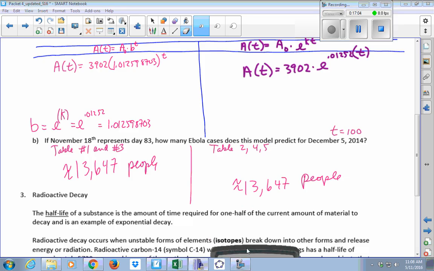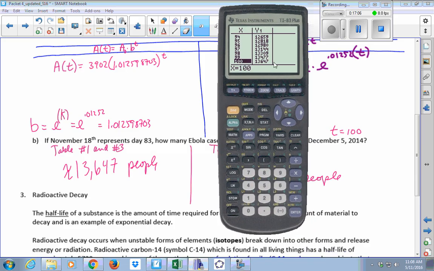And I just wanted to show you the table. Here we are at 100 days, 13,647 people. So if we go out a week, after 1 week, we're at almost 15,000. And after 2 weeks, we're at 16,000. And at 3 weeks from that point, 17,750. So it's just this virus spreads so quickly.